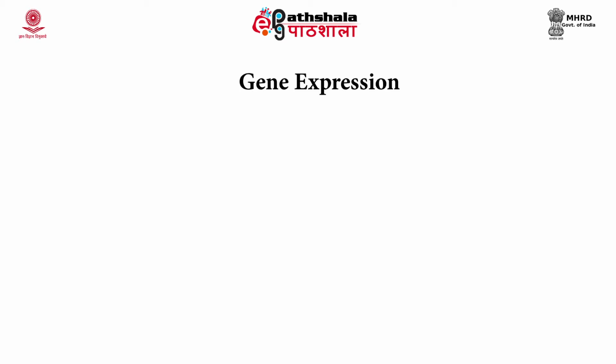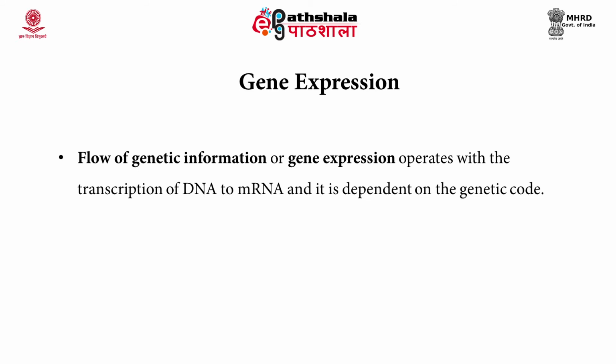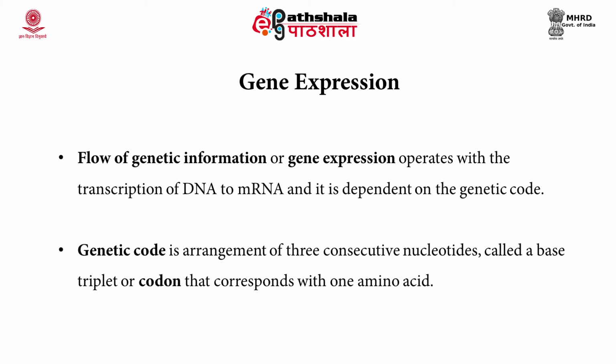Gene expression. Gene expression is also called flow of genetic information. It operates with transcription of DNA to mRNA and it is dependent on the genetic code. By definition, a genetic code is an arrangement of 3 consecutive nucleotides called a base triplet or codon. This corresponds to 1 amino acid on a protein.